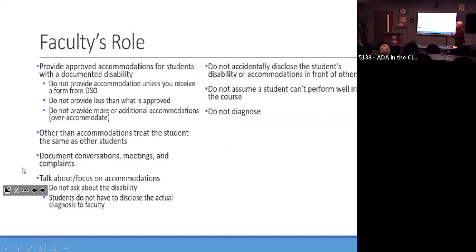And then I called up the instructor, and she said, yeah, so on this date and this date and this date and this date, I offered and you declined. And that's fine. The student has the right to decline and not use. However, she doesn't get to claim that she didn't get the accommodations because she declined it. Does that make sense?